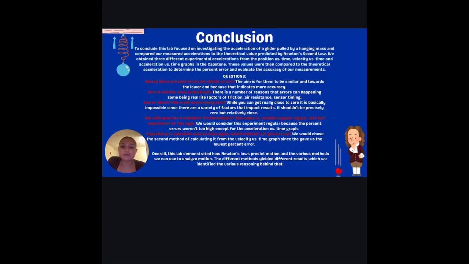So set with your team members the threshold of this value to consider a good, regular, and bad experiment of this type. So for our experiment, we would consider it regular because the percent errors weren't too high, except for the acceleration versus time graph. If you could calculate acceleration again, which method would you choose? So we would choose the second method of calculating it from the velocity versus time graph since that yielded the lower percent error. So overall, this lab demonstrates how Newton's second law predicts motion and the various methods that we can use to analyze that motion.